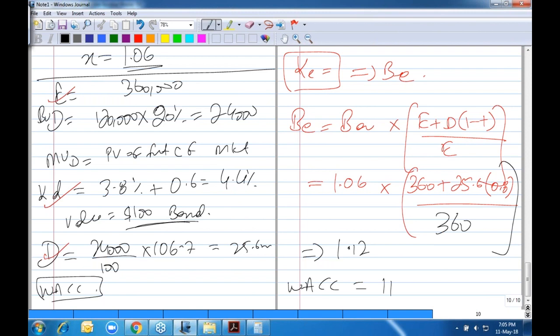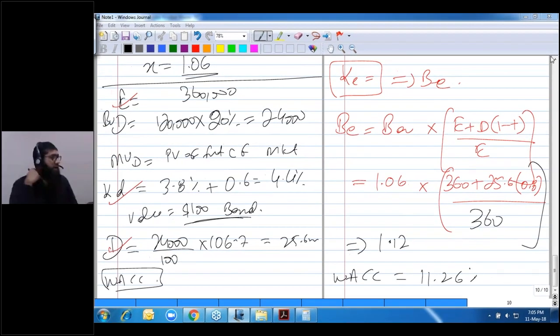Okay, so 11.26% is going to be the weighted average cost of capital. Now this is actually the implementation of the first director's proposal, and his proposal was that we should actually sell off one of the segments, and we should actually use the funds to pay off 80% of the debt. So out of this, we have got 11.26%.